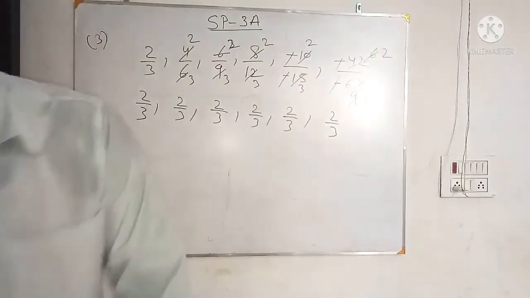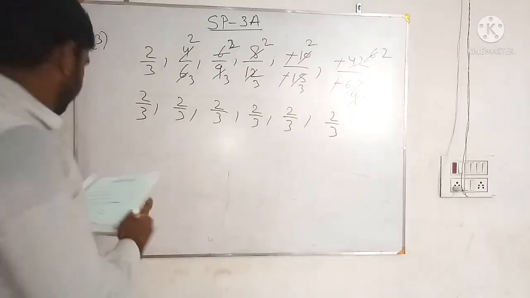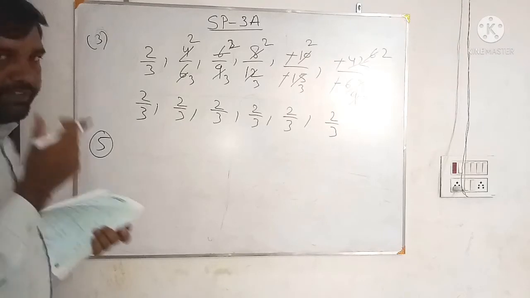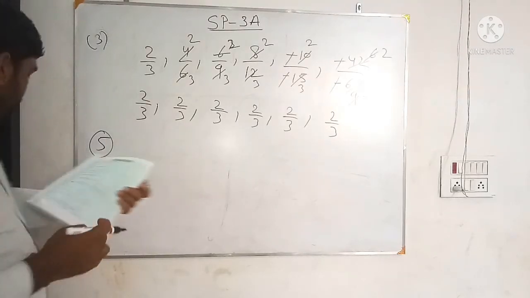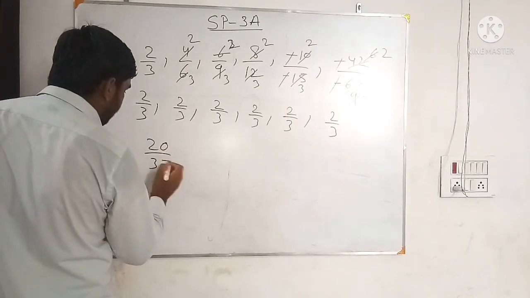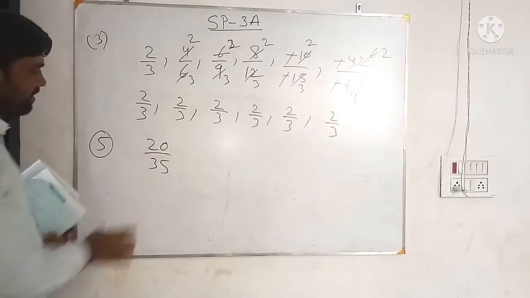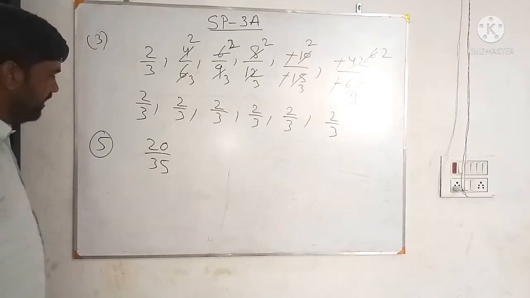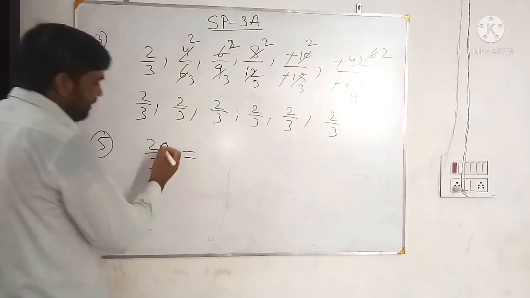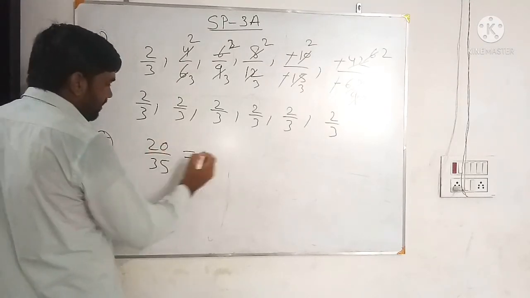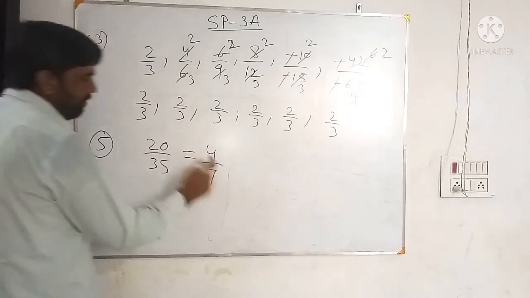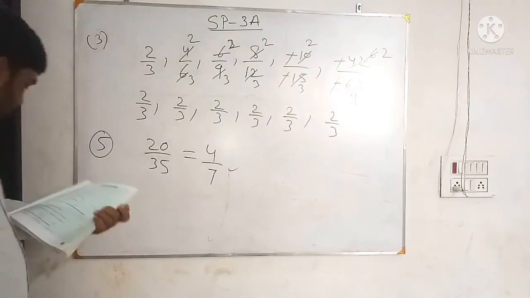Now we move to question number 5. Write the following rational numbers in the standard form. Here the rational numbers are given and we have to write them in the standard form. 20 by 35: the denominator of this rational number is positive, so there is no need to make it positive. Now we reduce it into the simplest form. 5 fours are 20 and 5 sevens are 35. 4 by 7 is the simplest form.